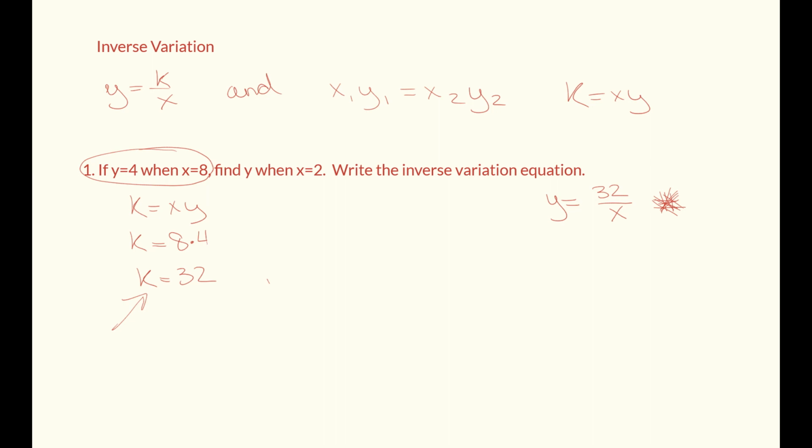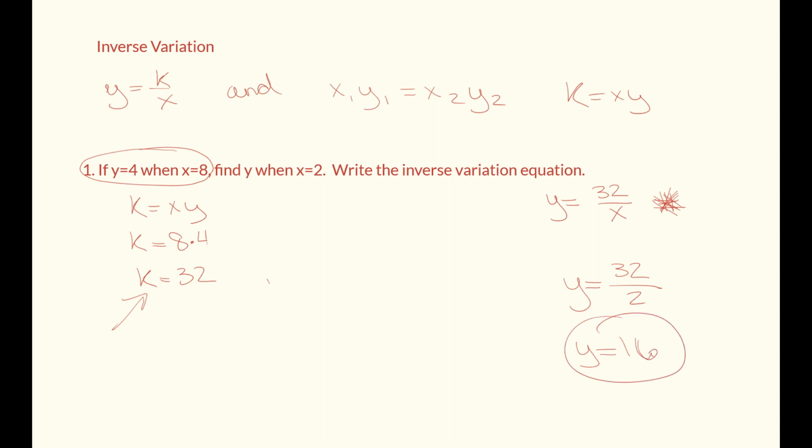Now, let's find the rest of the problem. It says, if y equals 4 when x equals 8, find y when x equals 2. Well, if you've already found the inverse variation equation, you can just plug in 2 for x and find y equals 16. And that would be your answer, okay?